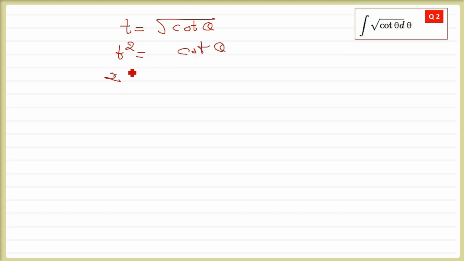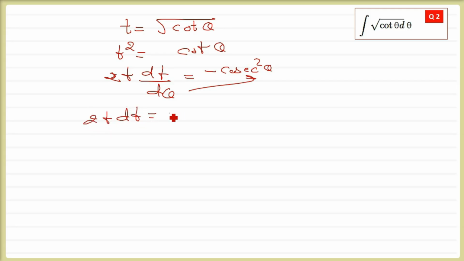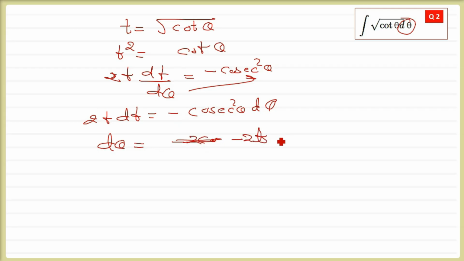Let's differentiate. 2t dt by d theta, we are differentiating with respect to theta on both the sides. 2t dt by d theta will be equal to minus cosec square theta. d theta you can take on the right hand side. So this 2t dt has become minus cosec square theta d theta. Now you will ask the question, why we have done this? We need d theta. So let's take this negative cosec square theta in the denominator. So it will be negative 2t dt divided by cosec square theta.